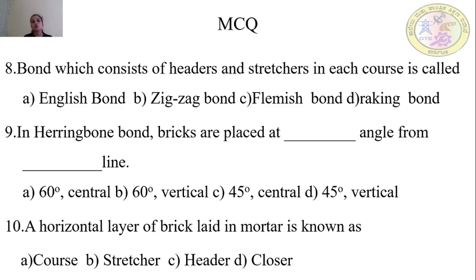In herringbone bond, bricks are placed at a 45-degree angle from the center line. Next question: a horizontal layer of brick laid in mortar is known as a course.